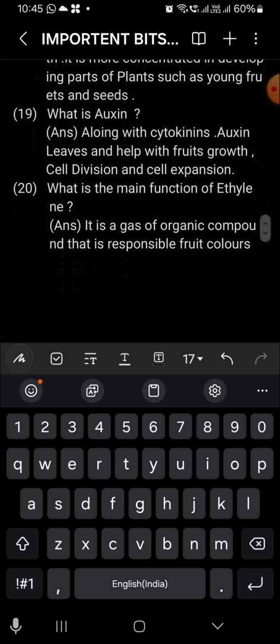What is the main function of ethylene? Ethylene is a gaseous organic compound. It is responsible for the coloring of the fruits.